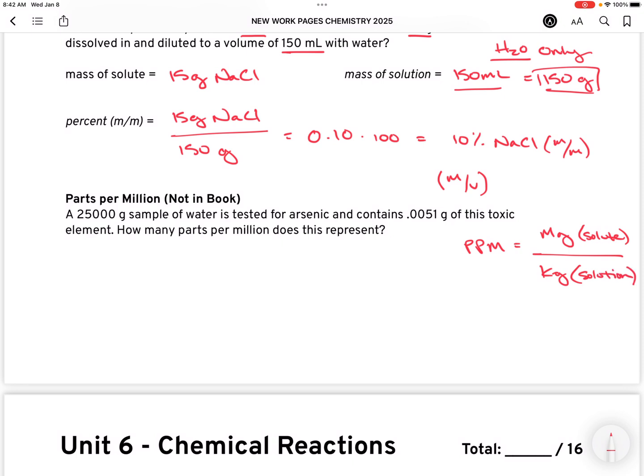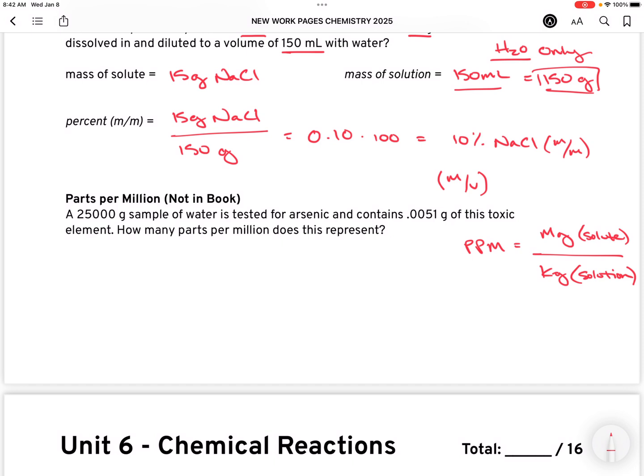This is kind of similar to molarity, where molarity is moles per liter. Parts per million is milligrams of solute per kilogram of the solution. So you're taking one part out of a million. It's a huge number. We're working with very small numbers within the solution, okay?